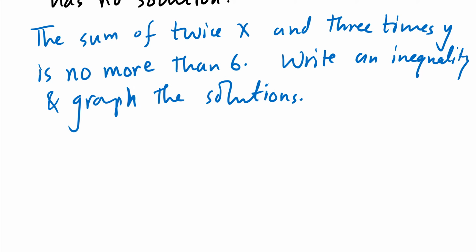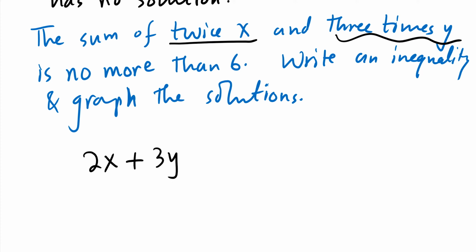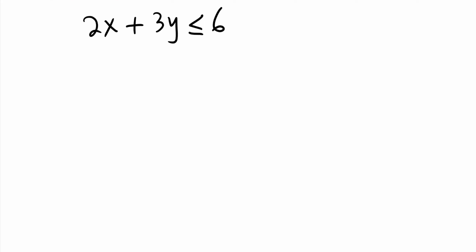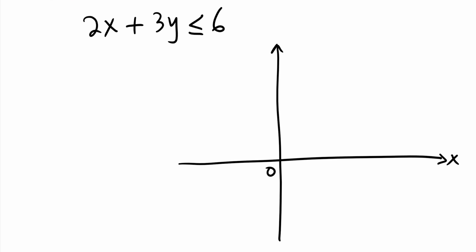So the inequality is missing here. It says the sum of what? Twice x. Twice x means 2x. And 3 times y, 3y. No more than 6. No more means less than or equal to 6. So now I got an inequality. I set it up and I'm going to graph it. How do we graph it? As we graphed the other ones earlier.